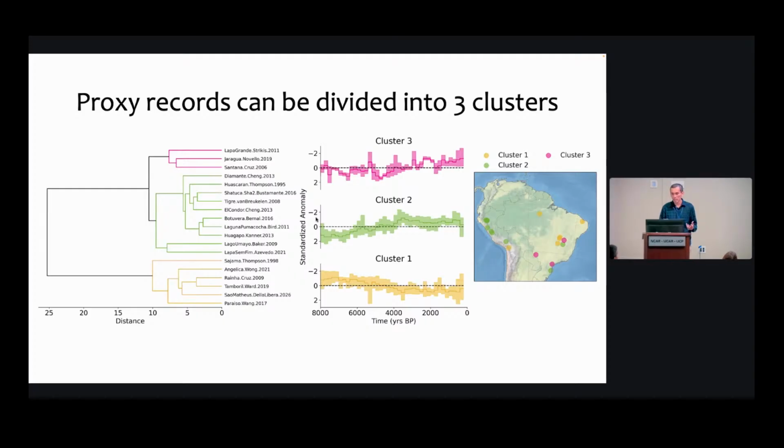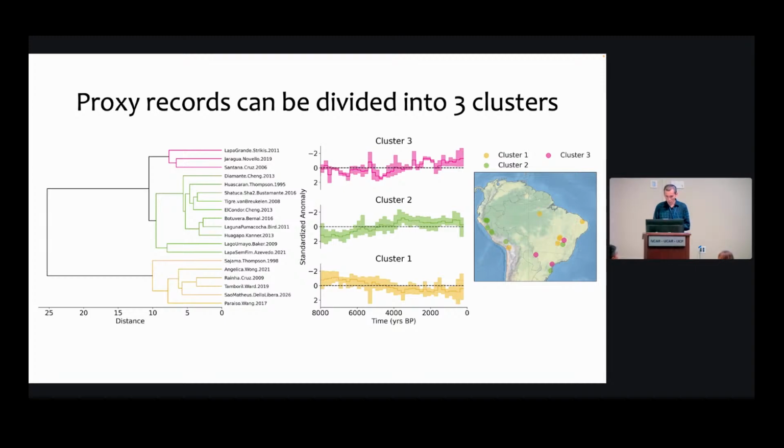So you can see here that there are 3 different clusters that I found in the proxy records, where we have cluster 1 going from more negative to more positive towards present, cluster 2 going from more positive to negative, and cluster 3 is getting more negative, but also a little bit mixed. And interestingly, if you look at the spatial pattern, you will see that some of them are clustered together. So cluster 2 is mostly in the western part of South America, whereas cluster 1 is mostly in the eastern, and then cluster 3 is more in the southeastern region.